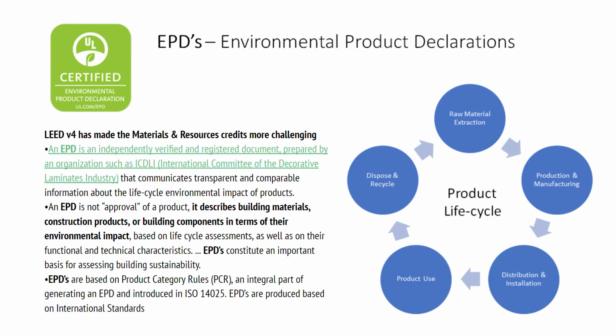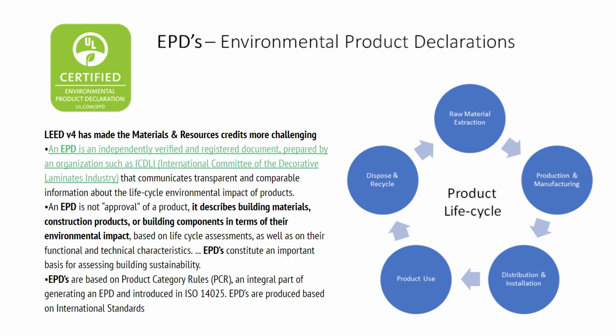EPDs are Environmental Product Declarations. There are 5 steps of a product life cycle, from cradle to grave. The raw material extraction, production and manufacturing, distribution and installation, the product use, and finally disposal and recycling.